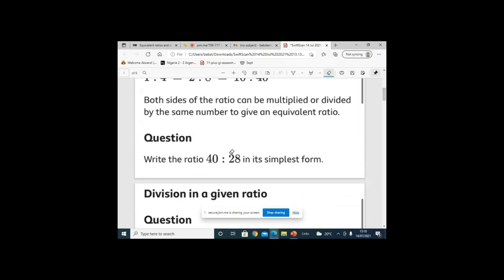So look at this question now. Can you do this one? Write the ratio 40:28 in simplest form.